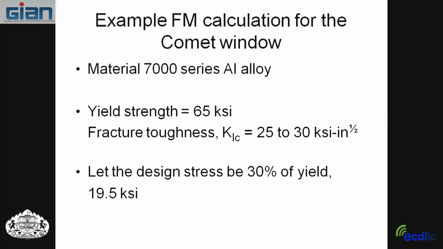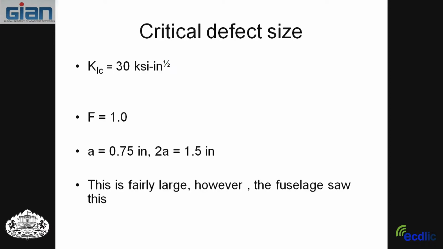So not knowing what the design stress is, I said, well, let it only be 30% of the yield. That sounded like a good design stress, which is 19.5. And that one doesn't matter an awful lot in the analysis. So K1C, I picked the highest value. I did the central crack like Griffith's crack. And then if you do sigma squared pi a for that, get a is 0.75 inch, or 2a is 1.5 inch. Now, that seems like a fairly big crack.